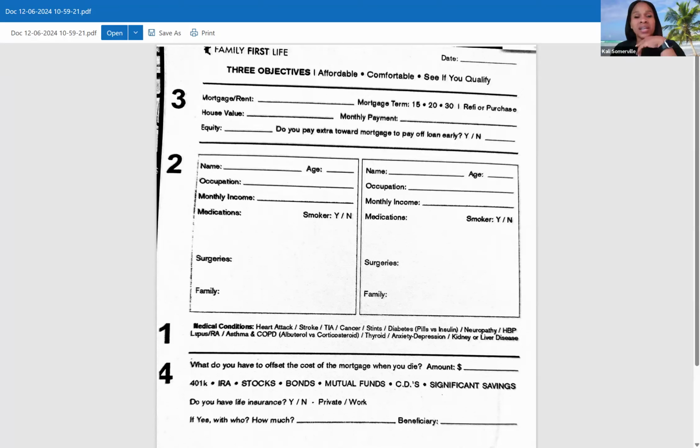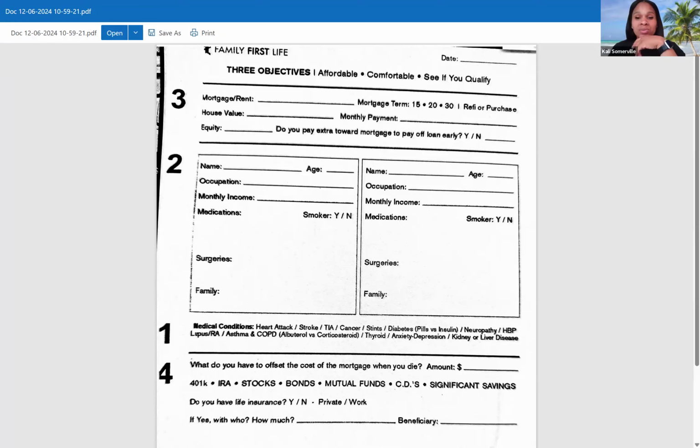This is a mortgage protection sheet. I also pulled up the other client worksheet, so we're going to review that too, but this one is for mortgage protection. I use it on any sale. I ask them, do you have a mortgage? How much is your house value? How much is the equity in your home? The term?